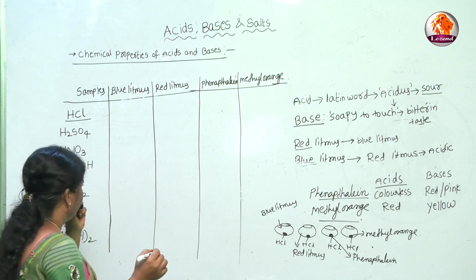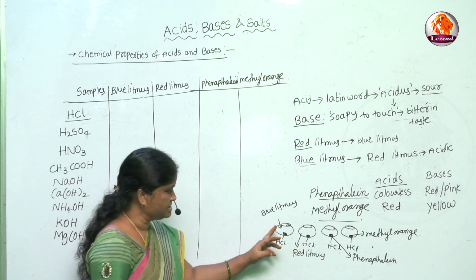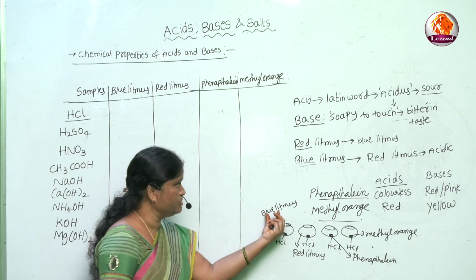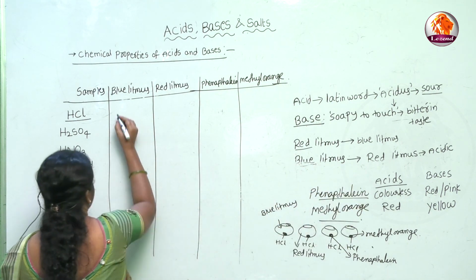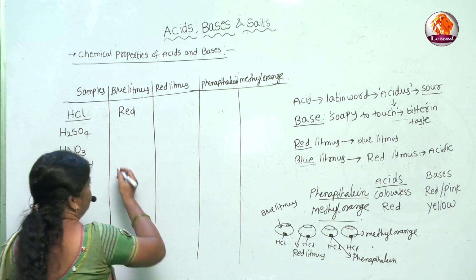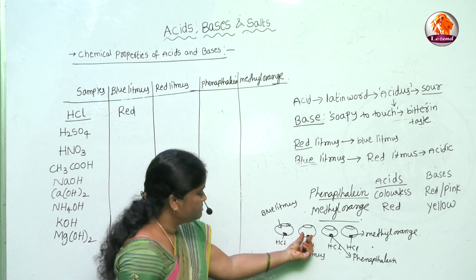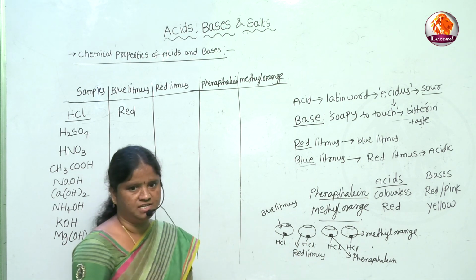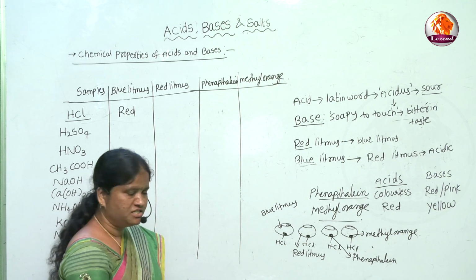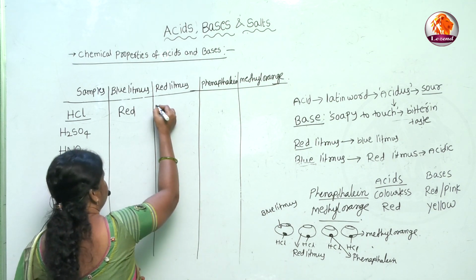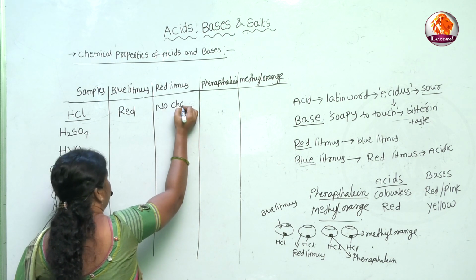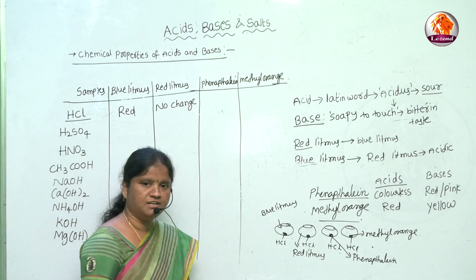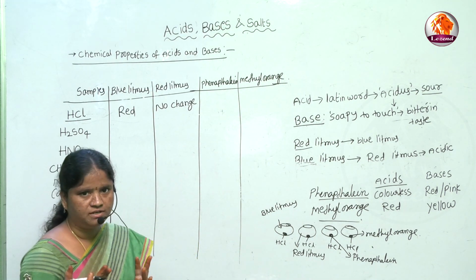Okay, look here. If we observe the change in the first watch glass, hydrochloric acid, in the name we are saying acid, so blue litmus changes into red. If we dip the red litmus in the second watch glass, red litmus remains red only, which means there is no change. So what can we write? No change, or remains red. No change means there is no change in the color of the litmus paper. Before it was red in color, after dipping also it is red.